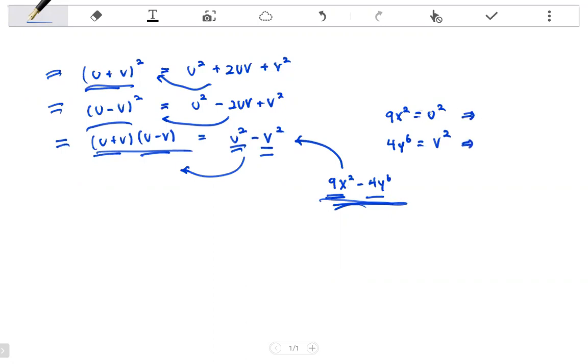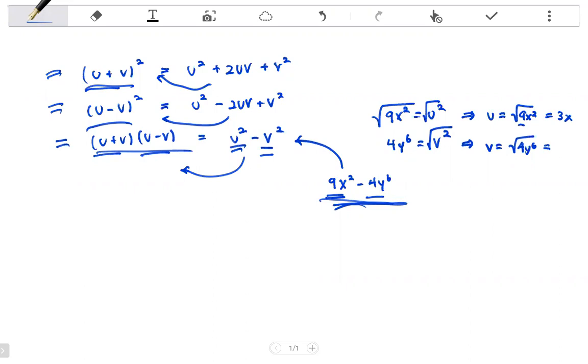U and v, to get rid of the squares, we just take the square root, right, on both sides, which means that u is going to be square root of 9x squared, and v is going to be square root of 4y to the 6th. Square root of 9x squared is going to be what? Let's see. 9, just 9. Square root of 9 is 3, right? What about square root of x squared? Well, x times x is x squared, right? So wouldn't the square root of x squared be x, just x? Let's write 3x here.